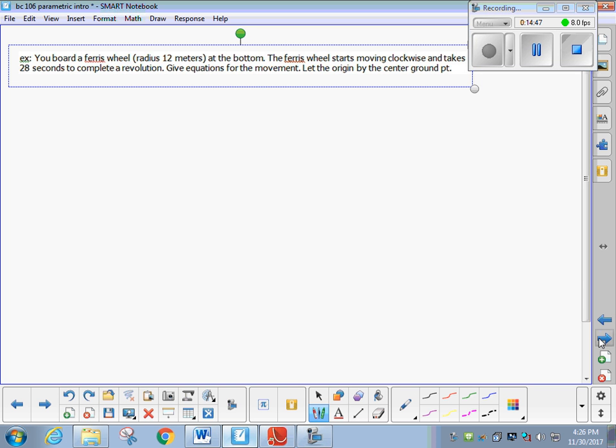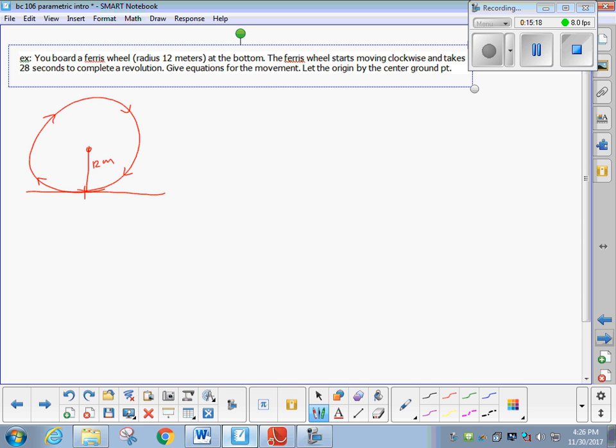Okay, so if you have a Ferris wheel, and I believe it said that we're going to let the origin be the center ground point. So that's here. There's a 12-meter radius, and it says it's moving clockwise. Of course, every Ferris wheel really moves clockwise or counterclockwise, just depending on which side you view it from. So in this case, we're viewing it from the side where it's moving clockwise, this way.